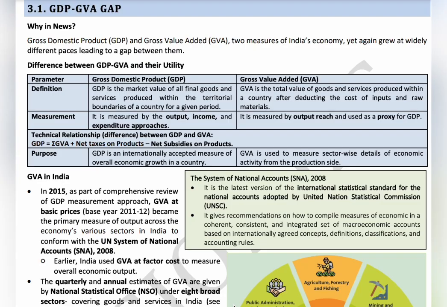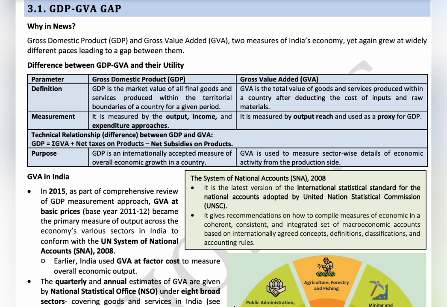Next topic is the GDP-GVA gap. So here GDP is the market value of all goods and services, whereas GVA is the gross value added. So GVA is like the profit for goods and services produced in the country. If the GVA is positive, then the GDP of the country grows. But if GVA is negative, then there will be a negative growth in the economy.